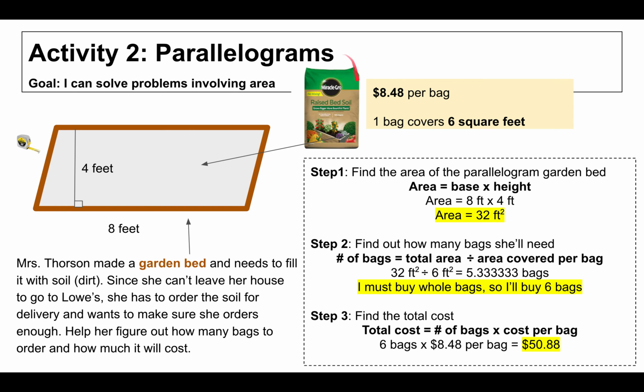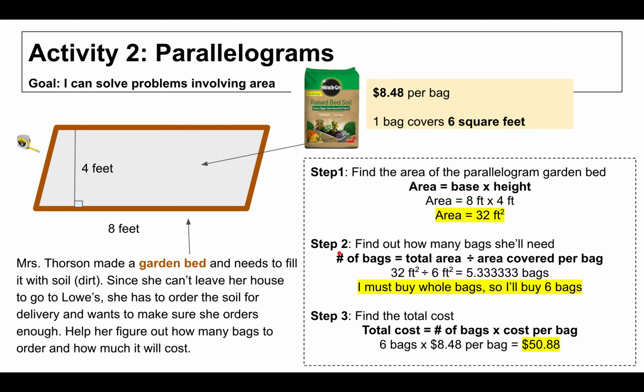So here is the soil that I ordered, and it was $8.48 per bag. Each bag covers about 6 square feet. Okay, so I need to know how many bags do I order, how much is it going to cost? Well, step 1, I need to know the total area of my garden bed. I need to know how much of it I need to fill. So the base times the height. 8 feet times 4 feet is 32 square feet. So I know that I need enough soil to cover 32 square feet.